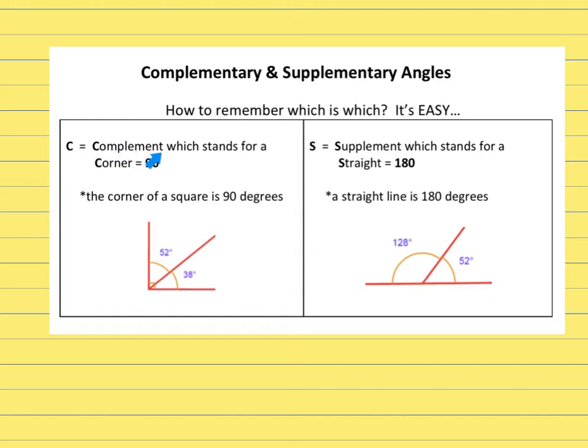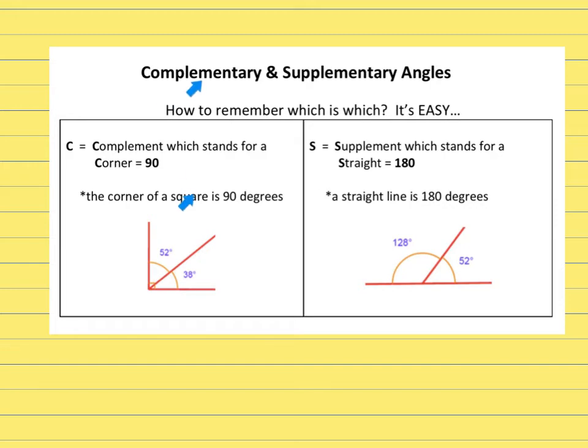So complementary, you could say that also represents, it makes the shape of a corner. And a perfect corner is 90 degrees. So that's one way you might think about it. Complementary starts with C, corner starts with C, a perfect corner is 90 degrees. Supplementary starts with S, a supplementary angle makes a straight line, so they both start with S, and then a straight line equals 180 degrees.